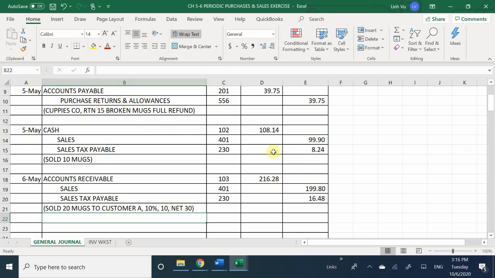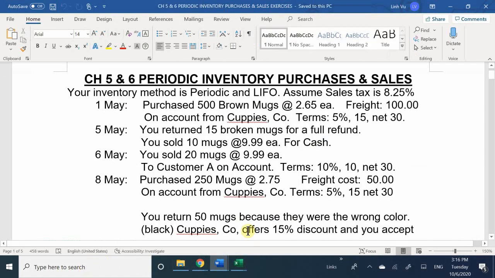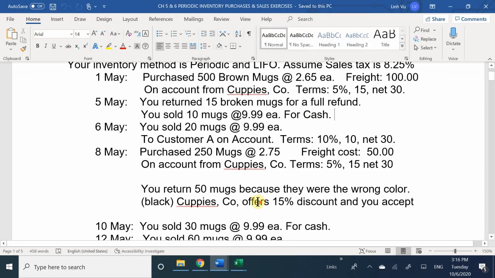All right. So let's see what else has happened on the next day or the day after. So May 8th: purchased 250 mugs, $2.75 each. The freight cost of $50 on account from Puppies Co. with terms 5%, 15, net 30. Okay. So on May 8th.